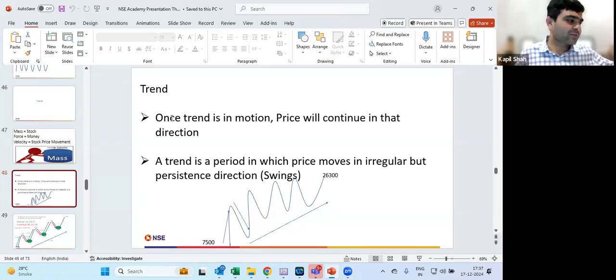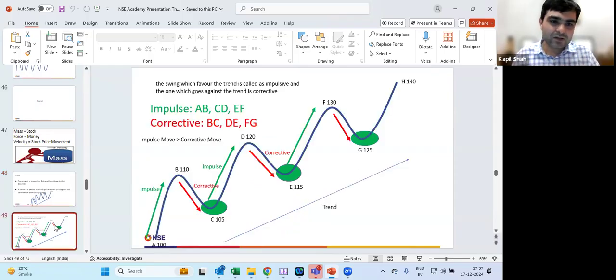So let's say we saw the major bottom of the market at 7,500 during the COVID time, and afterwards the market went to 26,200-300 level also. Right now we are at the 24,300 level. So in the entire journey, lots of zigzag movements keep happening. So a trend is a period in which price moves in irregular but persistent directions.